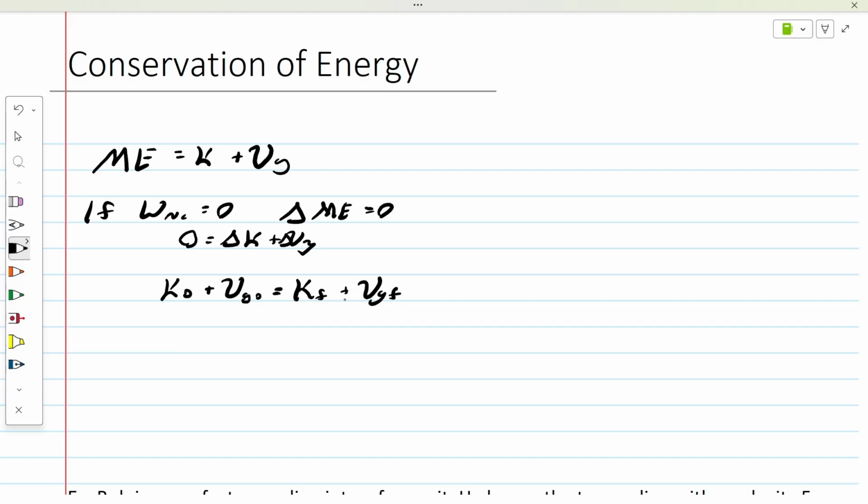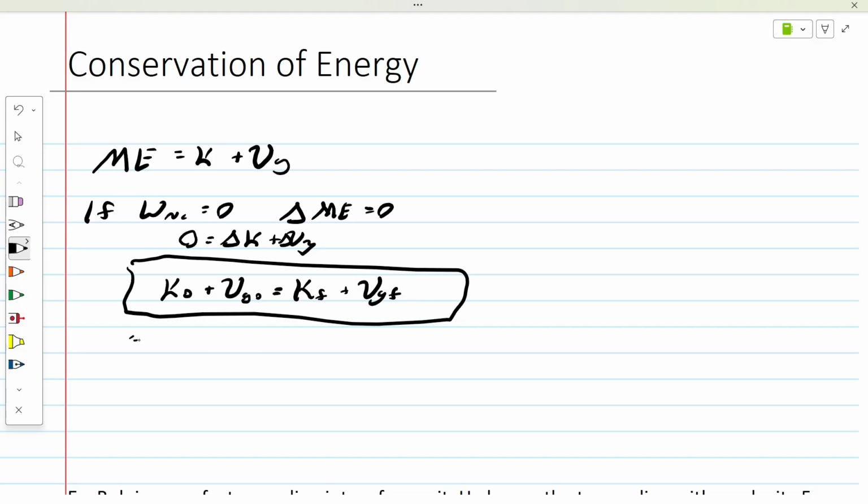gravitational, and we'll get the initial kinetic energy plus the initial potential energy equals the final kinetic energy plus the final gravitational potential energy. And so when we have this situation, we can call this a closed system. And that means all the energy will be conserved and no non-conservative work is done.